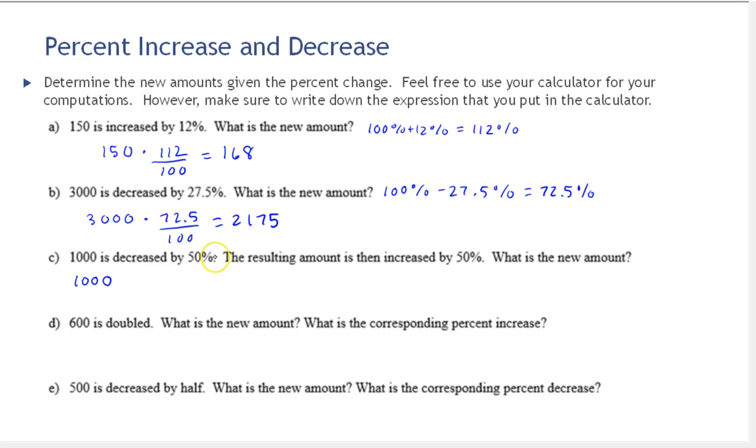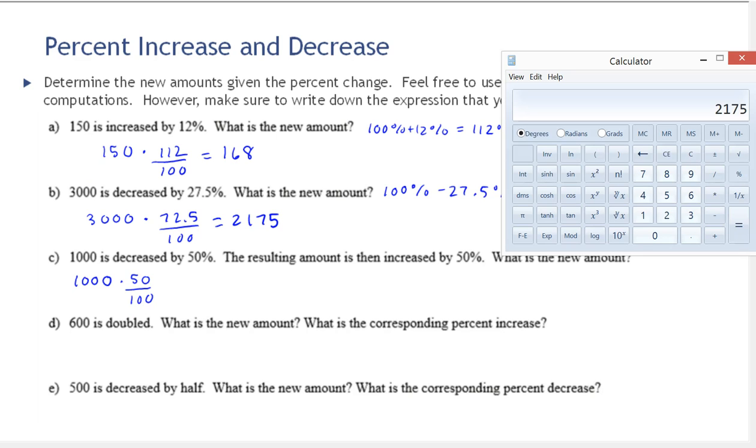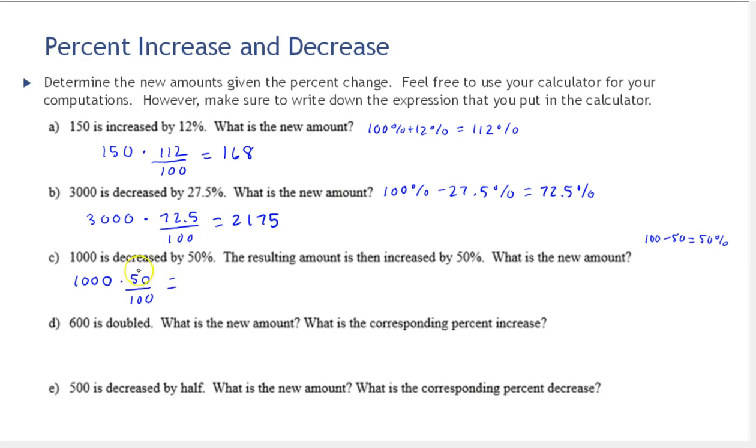Now decreasing by 50% means subtracting 50% or finding 50% of 1,000. So 50% is that one, it's halfway. So when you subtract, you get the same amount. So our first step, we want 50% of 1,000 times 50 divided by 100. So now our new amount is half of 1,000, which is 500.